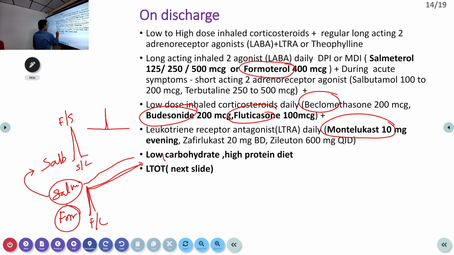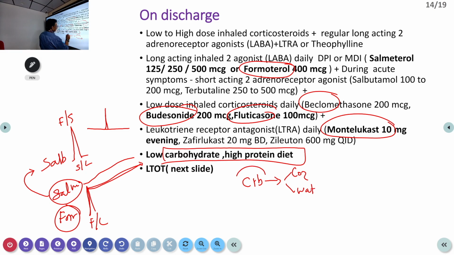Another important thing is a low carbohydrate, high protein diet. You all may know that carbohydrate on metabolism produces CO2 and water. So if you give only carbohydrate to these patients, the carbon dioxide retention will increase. You have to give high protein because proteins are required for muscle buildup. So that is very important. And you have to give a high potassium diet. So the diet will be low carbohydrate, high protein, high potassium.